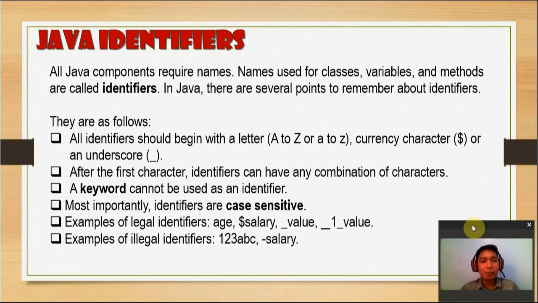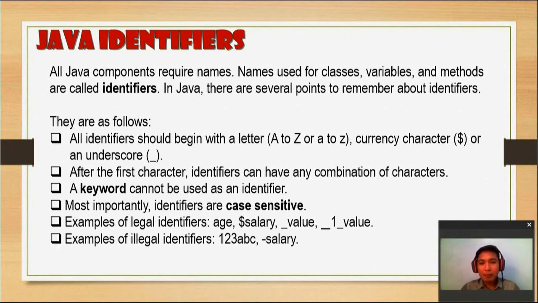A keyword cannot be used as an identifier. Most importantly, identifiers are case sensitive. Examples of legal identifiers are age, $salary, _value, and __1_value. Examples of illegal identifiers are 123abc or -salary. Okay?